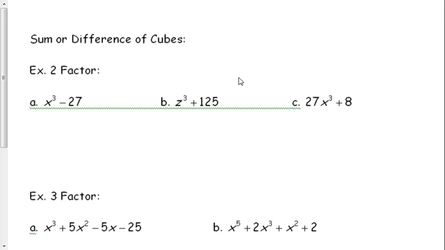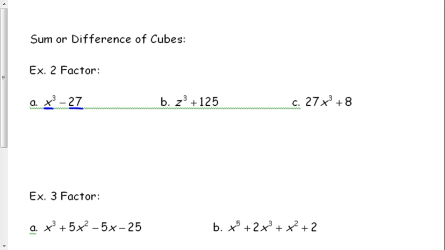Okay, the first thing we have here is a difference of cubes. If you look at your formulas that I had you copy down, you can see the pattern for that. I'm going to show you really quickly how to do that. You can see x to the third is a perfect cube. 27 is a perfect cube.